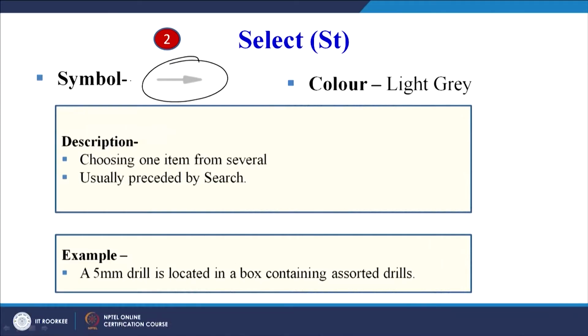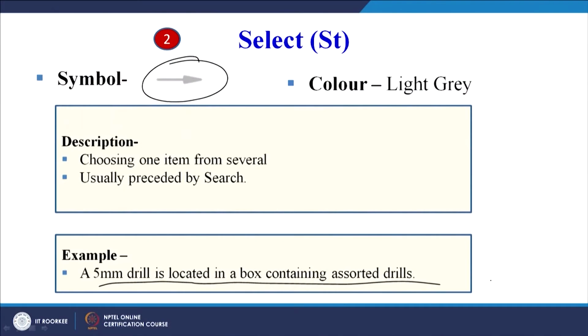Select. So once you have found out the drill, you will select it. The symbol is also given here, light gray color. Choosing one item from the several, usually preceded by search. So first you will do search, then you will select, or you will find and then you will select. A 5 mm drill is located in a box containing the assorted drills. So out of a number of drills in the box, now you have selected the 5 mm diameter drill.